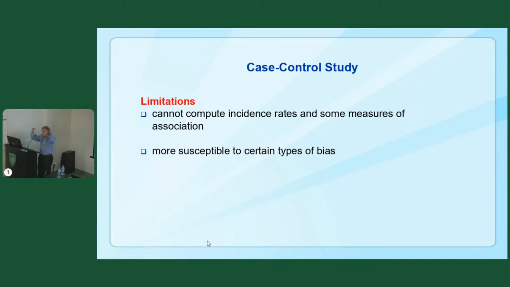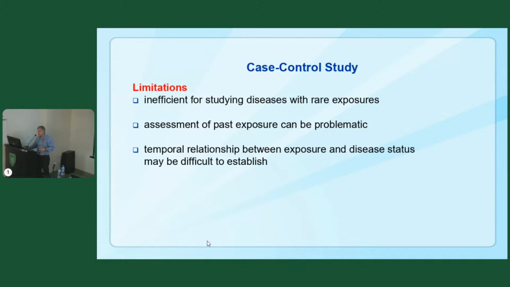Remember the limitation of the cohort was that I cannot study rare disease. Here, the main limitation is that it's inefficient to study rare exposure because I'm not going to find them, right? So I have my cases, but I'm interested in an exposure that doesn't exist. And for most of the cases that I identify, I'm doomed. I cannot do a cross-tabulation between exposed and unexposed and case and control. So it's not good for studying rare exposure. And assessing exposure from the past may be problematic.